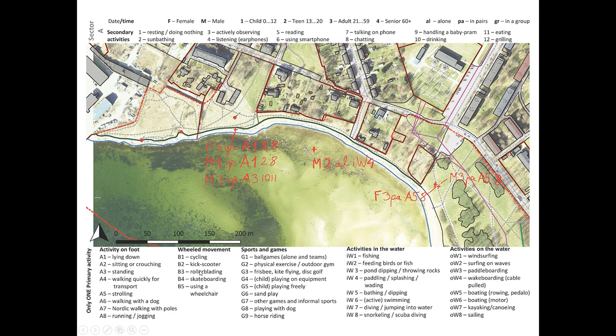I'll briefly explain the key to this code. F means female, 3 means age group 3, GR is for group, 3 people in the same location. The primary activity is A1, which is lying down, and the secondary activities are 2 and 8, sunbathing and chatting.